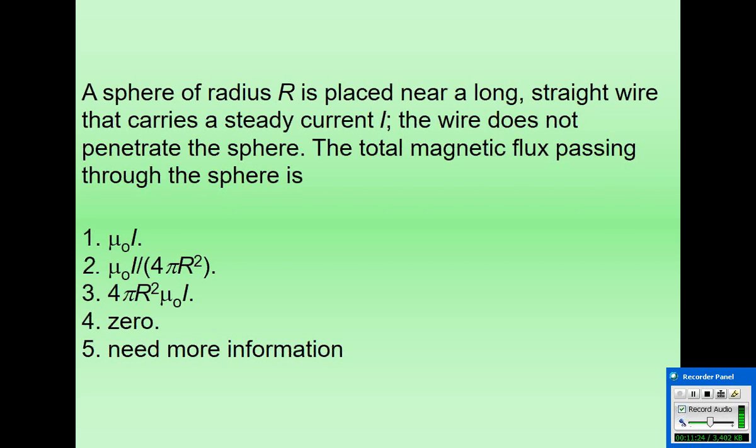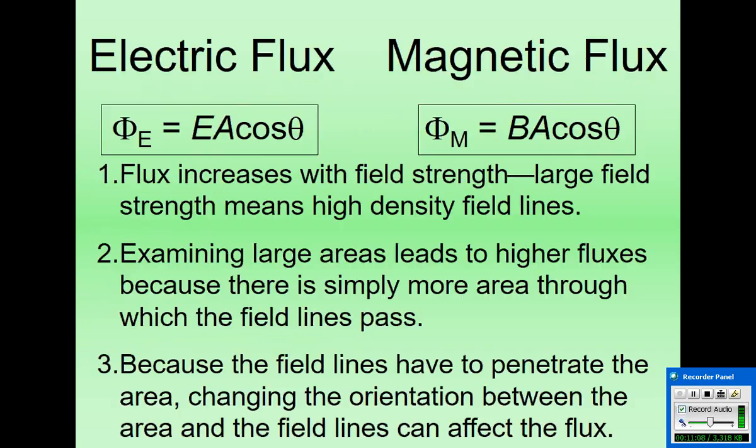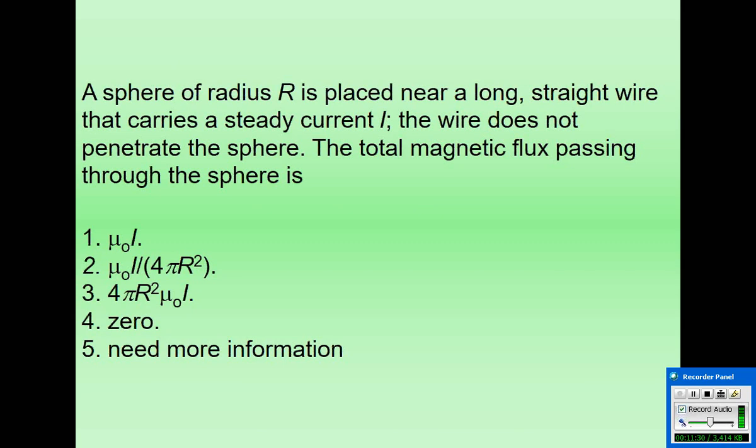Now, to make sure you have an understanding of the idea of magnetic flux, take a look at this question right here. We have a long straight wire that's carrying a constant current I, and next to it we place a sphere of radius capital R. Now, let's say the wire does not penetrate the sphere. The wire and the sphere are separate from each other. The wire creates a magnetic field. What's the total magnetic flux passing through the surface of the sphere?